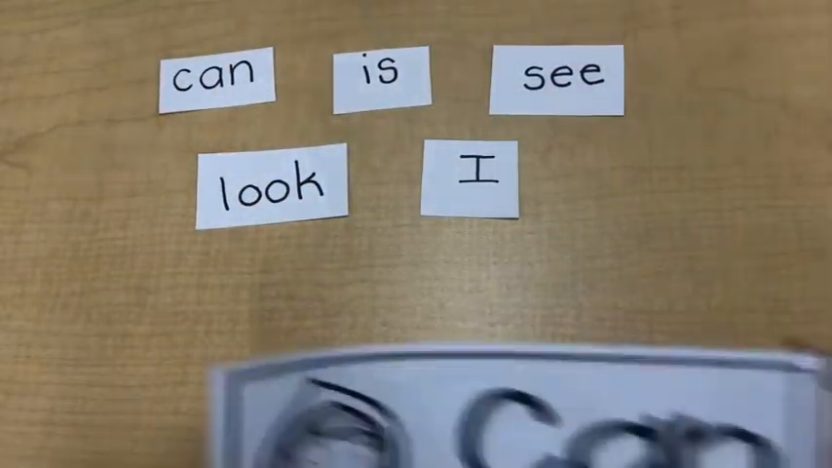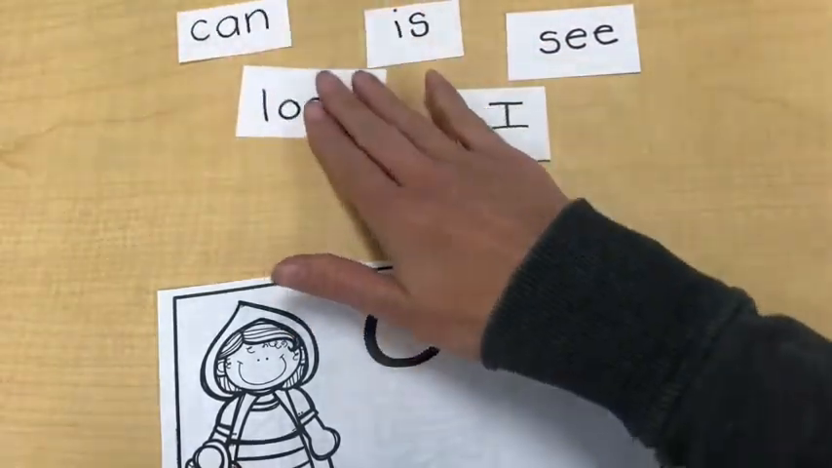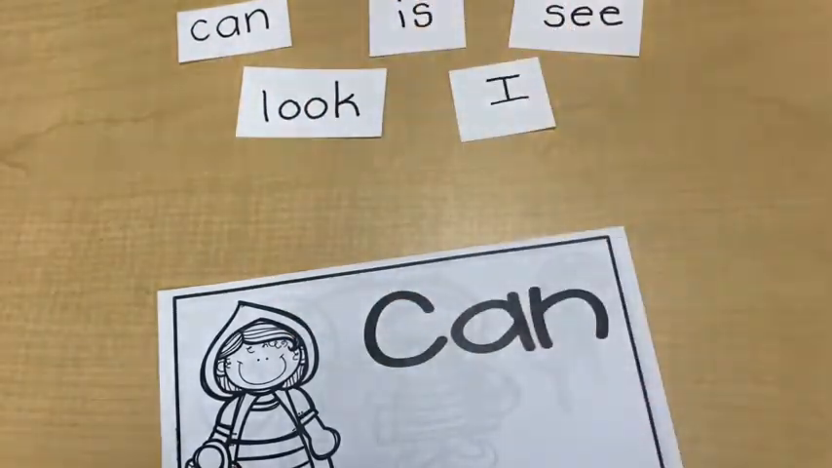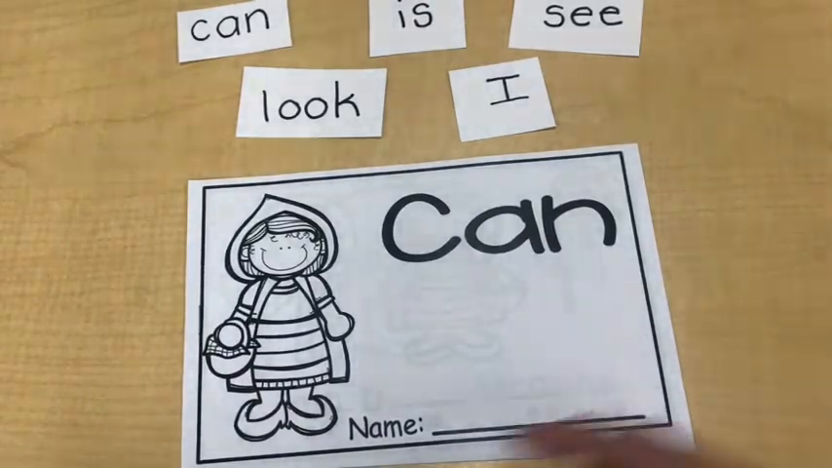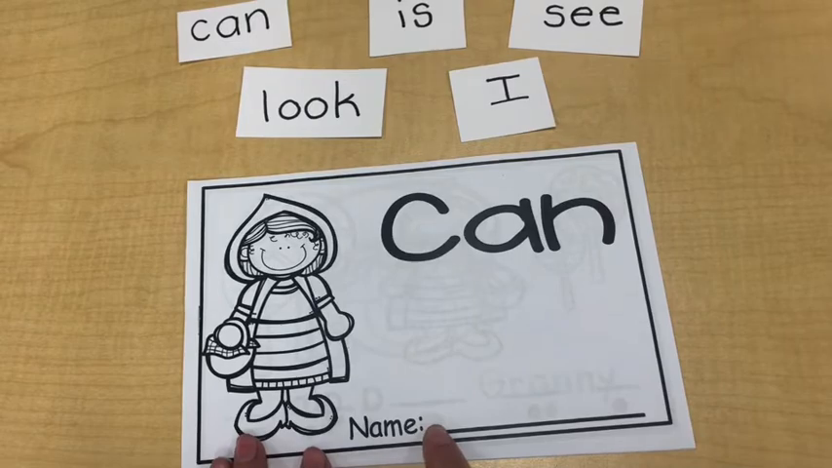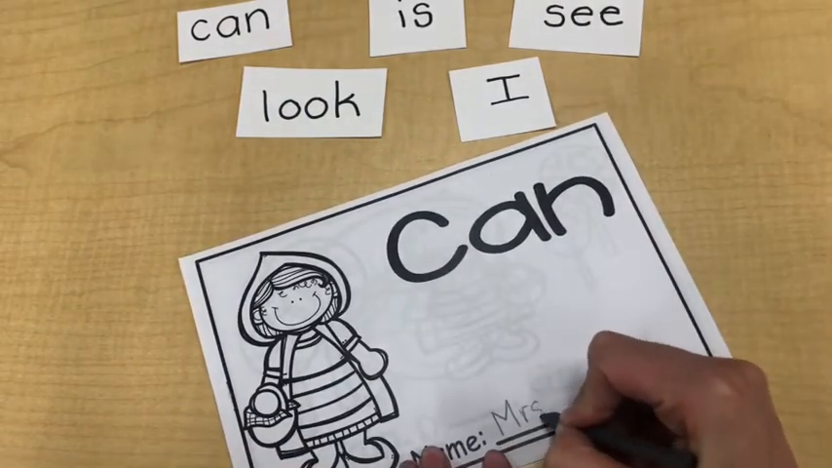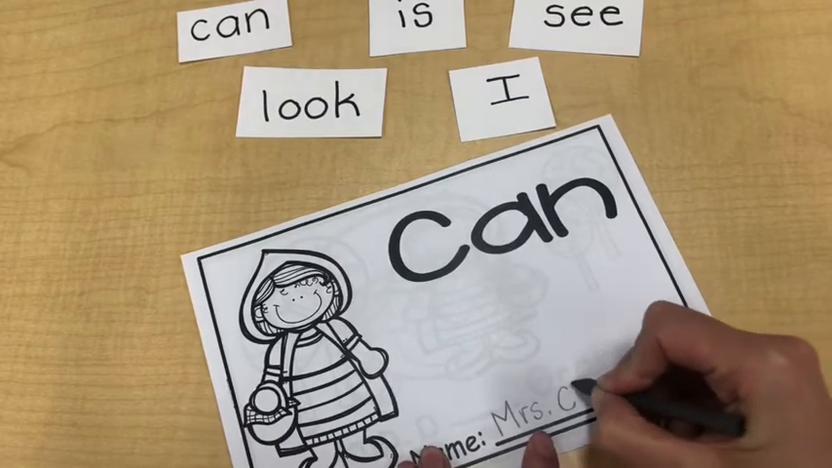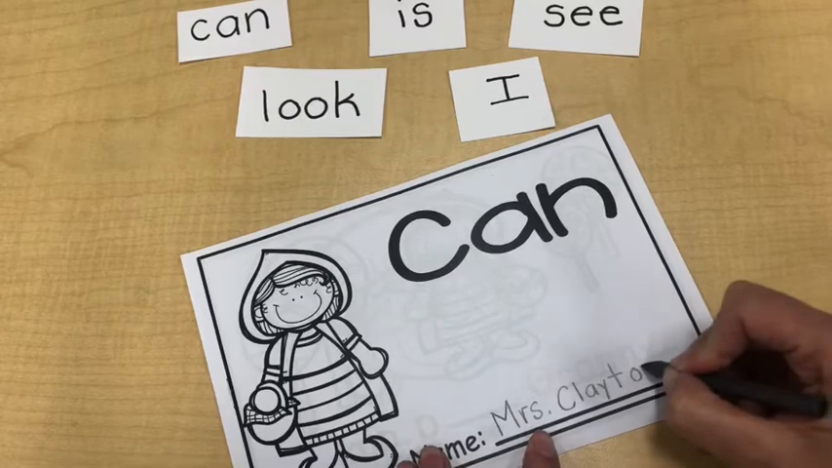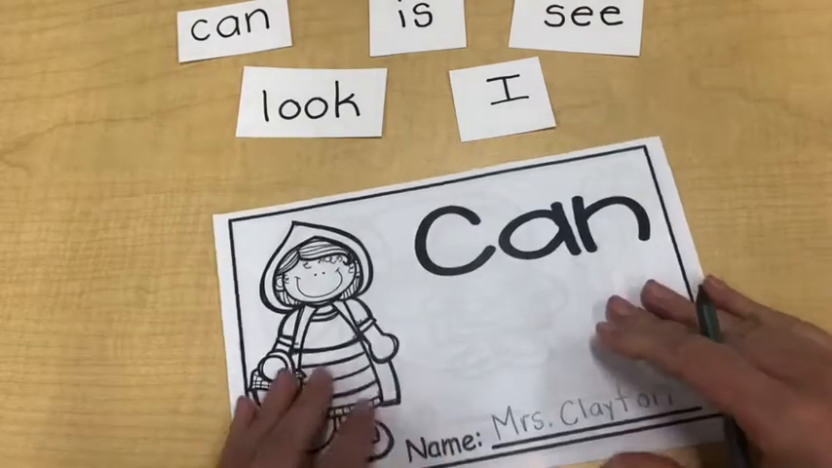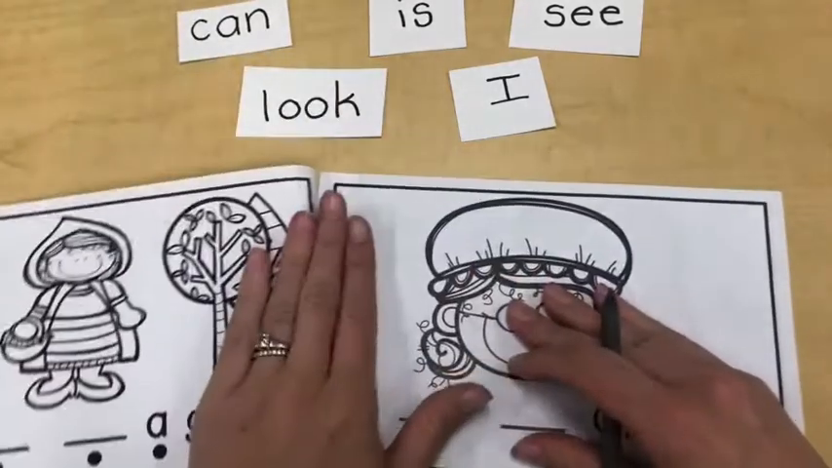So let's get started, because Mrs. Clayton doesn't want to help you as much as she normally does with this book. I'm going to do the first couple pages with you, and then you are going to finish off the rest. So we're going to start, as always, filling in our name. Mrs. Clayton will write hers. I know that you guys can write yours. You can write your first and last name on your book if you can fit it on this line. Remember, starting with a capital, followed by lowercase letters. Perfect. Now you can color your Little Red Riding Hood. You could do that a little bit later if you want.